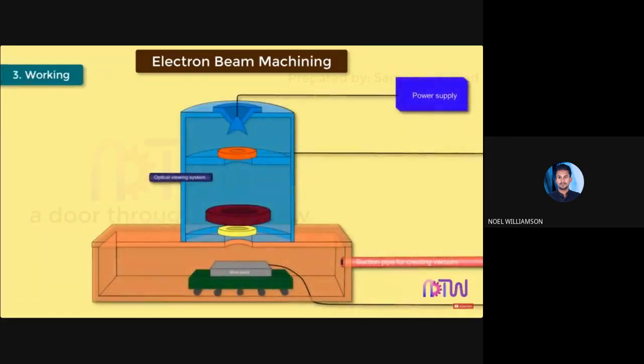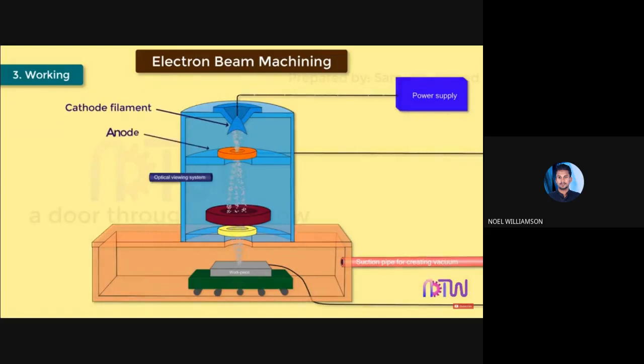Working. When a high voltage supply is applied to the cathode filament, it generates the electrons. These electrons move toward the anode at very high velocity. After passing through the anode, the beam of electrons is made to pass through magnetic lenses, where diverging and low-energy electrons are absorbed, and only the converging beam of electrons is allowed to pass through, thus forming a high-quality electron beam. Then this beam passes through the electromagnetic lens and deflecting coil, which focuses the high-energy electron beam onto the required spot of the workpiece surface.